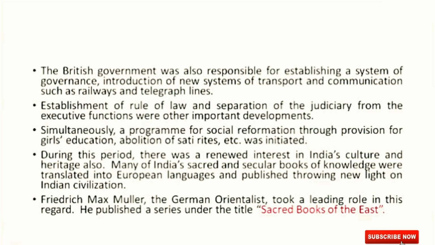Establishment of the first three modern universities in India, in Bombay, now Mumbai, Kolkata, and Madras, quickly followed in 1857. The British government was also responsible for establishing a system of governance, introduction of new systems of transportation and communication such as railways and telegraph, establishment of rule of law and separation of the judiciary from the executive functions. These were other important developments of colonial influence.